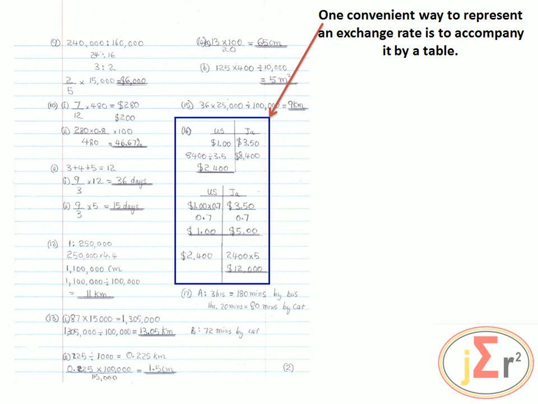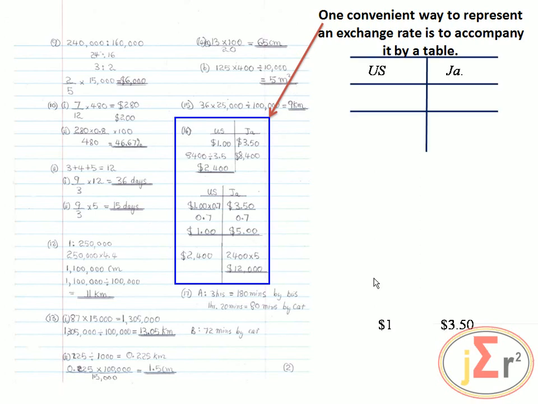So, one convenient way to represent an exchange rate is to accompany it by a table, and that is what we have in this solution here. So we will do that. So we have US dollars and Jamaican dollars, and the rate is 1 US to $3.50 Jamaican, and the table makes it plain.